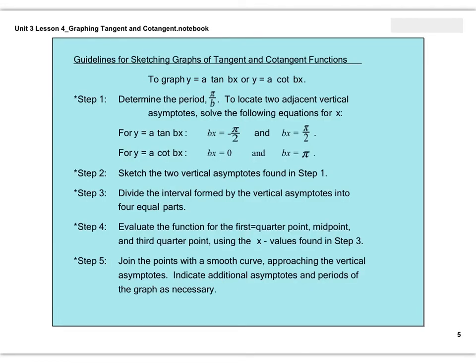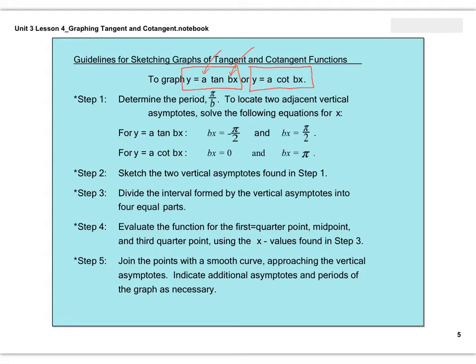So let's recap what we just talked about, and let's also talk about what happens if we have a transformation. What if we have some numbers in there? So what if we have something like y equals a tangent bx, or y equals a cotangent bx? There's some extra things in there. There's an a in there and a b in there. What do those things do? Well, first of all, the period is affected by the b.